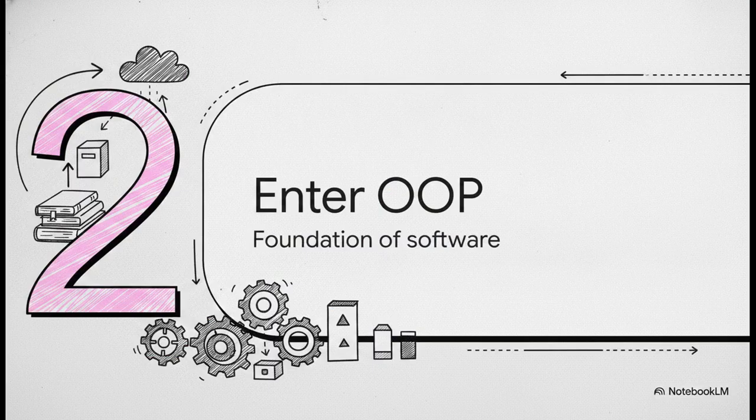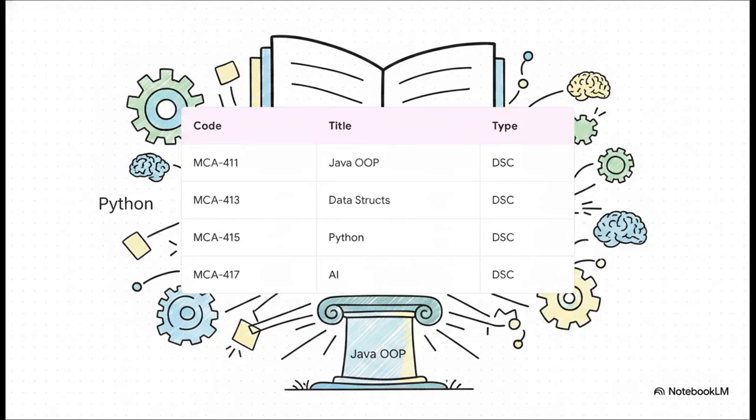Moving right along to Section 2, enter object-oriented programming. So, transitioning into the primary tool developers actually use to build digital architecture. Take a look at this intense first semester course load. Notice how Java OOP really stands out here. It's designated as a foundational discipline-specific course. Basically, it anchors the rest of the curriculum. Because if you don't understand how to organize data into objects, you're going to have a seriously hard time wrapping your head around things like AI or complex data structures later on.